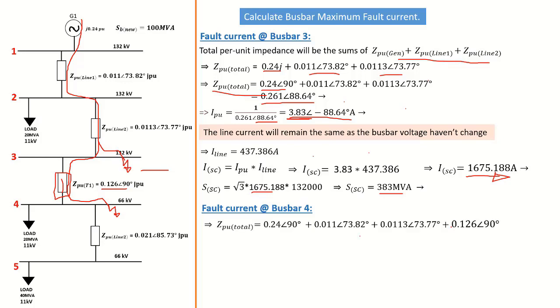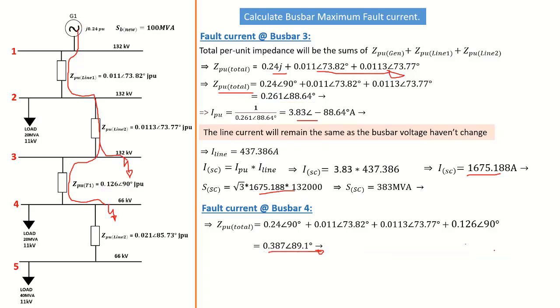So the Z per unit total will be the sum of all the per unit values in the line. That gives us a Z per unit total of 0.387 with an angle of 89.1 degrees. Calculating our I per unit from the Z per unit total will then give us a value of 2.584 with an angle of minus 89.1 degrees.